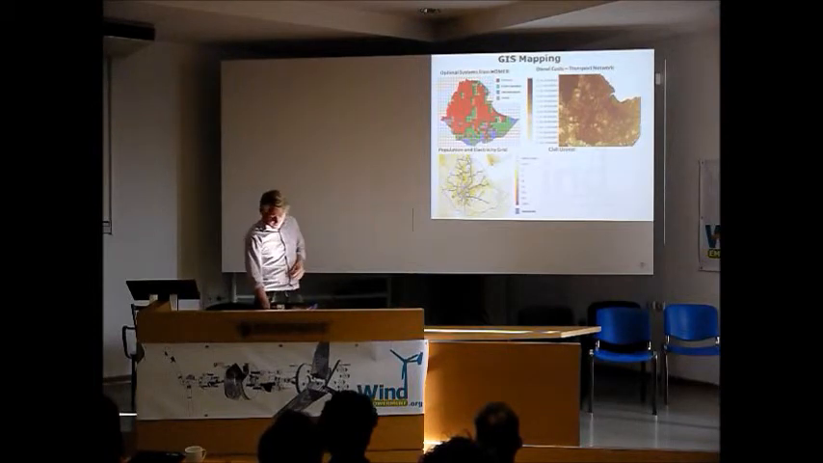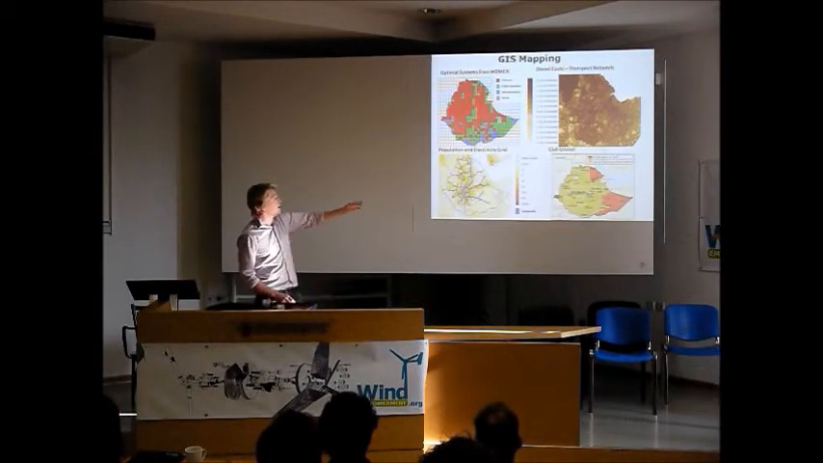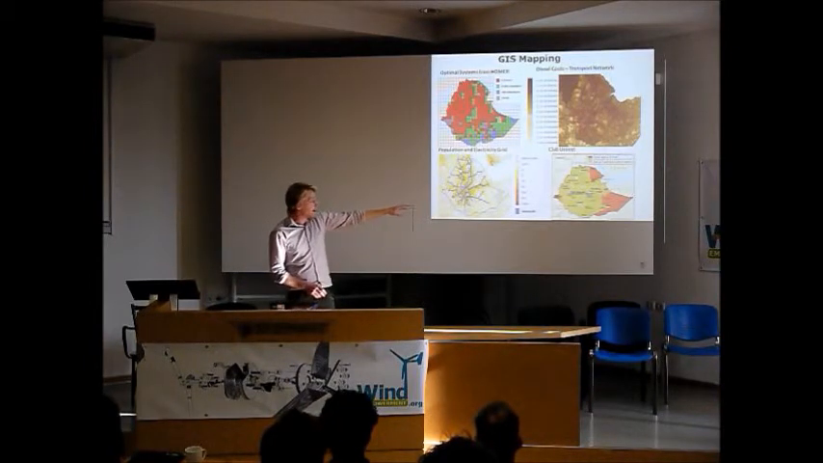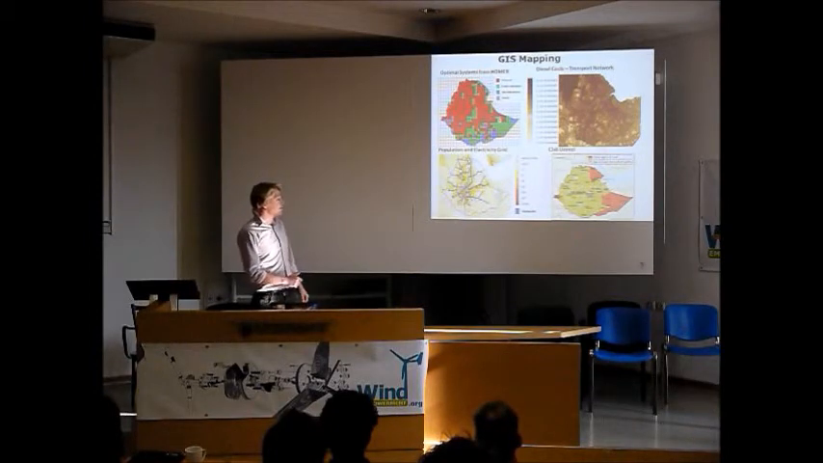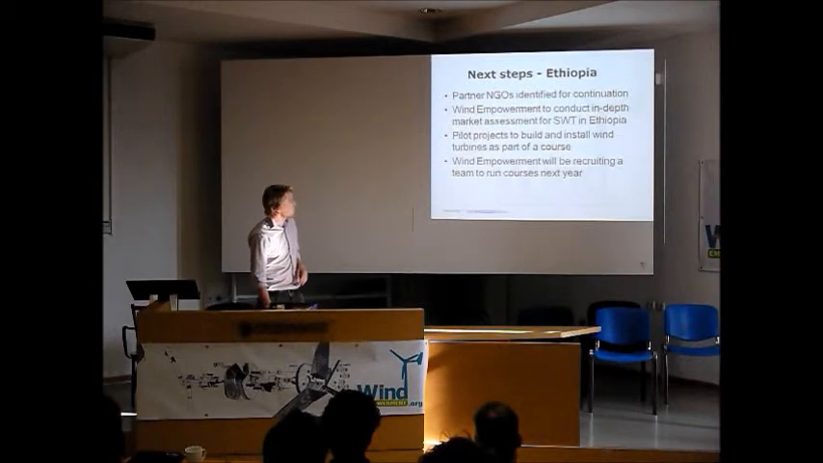And the most important finding for Ethiopia was that the area of high wind and no grid corresponds to areas of high civil unrest and terrorism. So there's maybe a link between lack of access to the grid, poverty, and civil unrest there, but maybe wind turbines could change that.